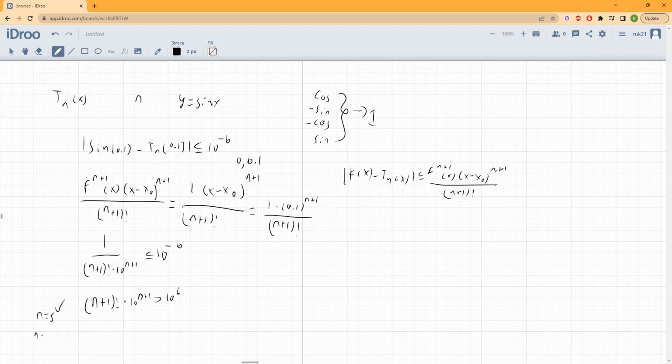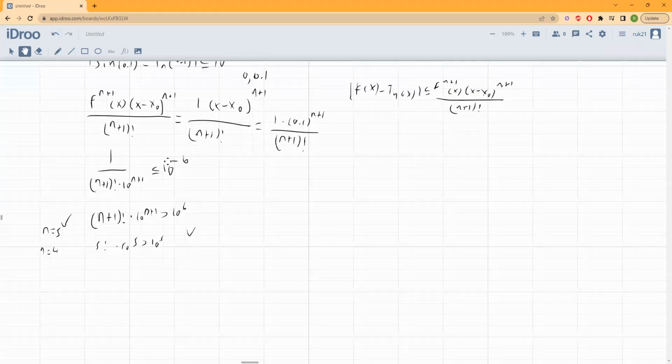So if you get n equals 4, then you're going to get 5 factorial times 10 to the power of 5. Now, is this bigger than 10 to the power of 6? Yes, in fact it is, because 5 factorial is 120. So you're going to get a couple more powers of 10 there. So that would work out.